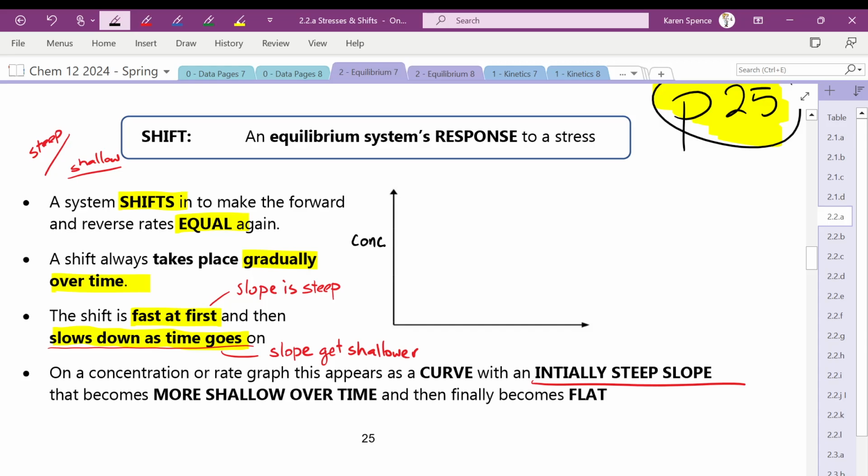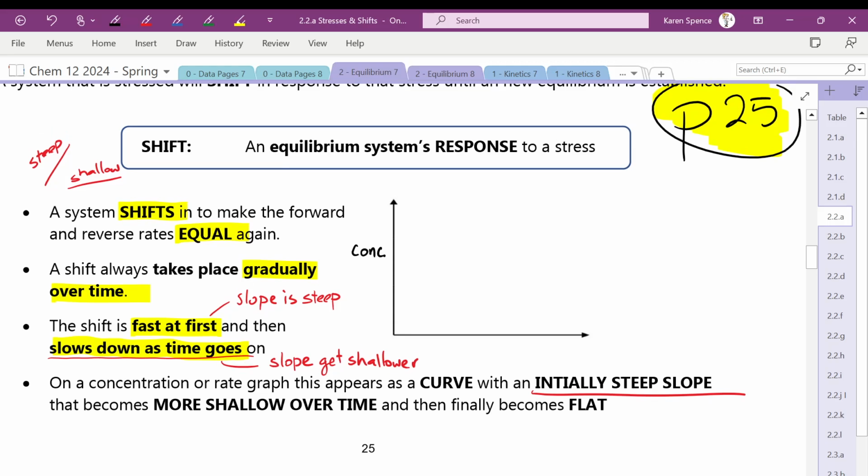So we have our concentration. What goes on the x-axis? Time. Excellent. So you can put time there. Okay. So here we have our forward rate. Here we have our reverse rate.